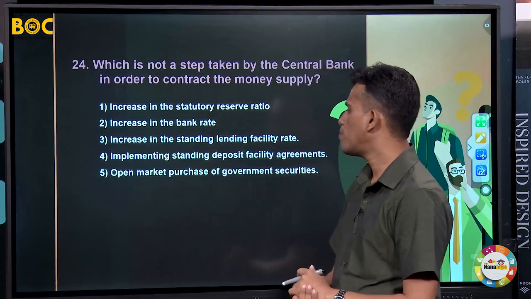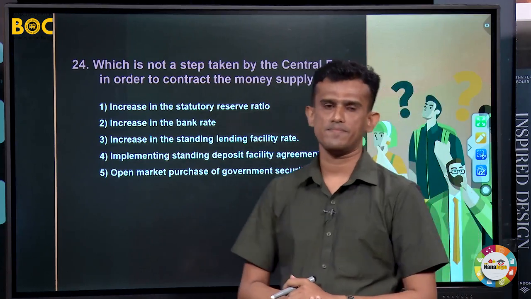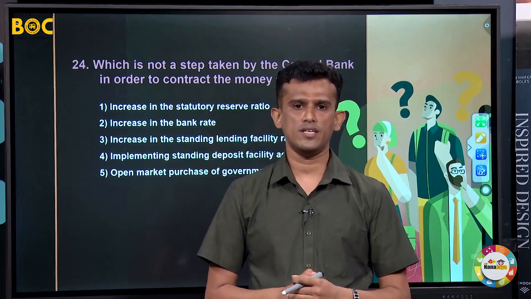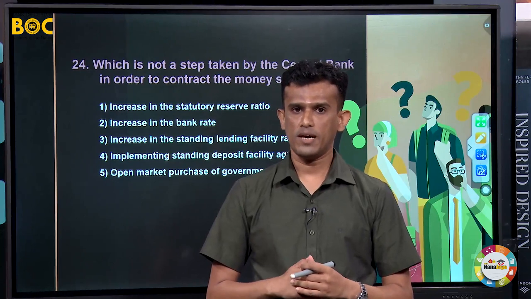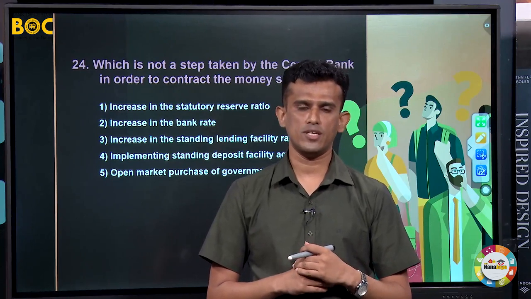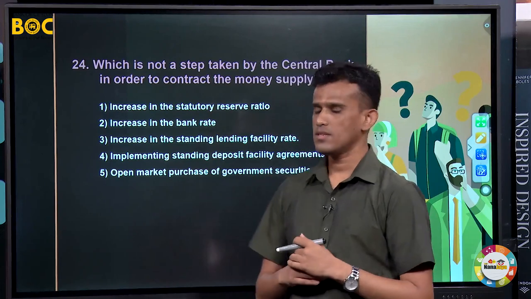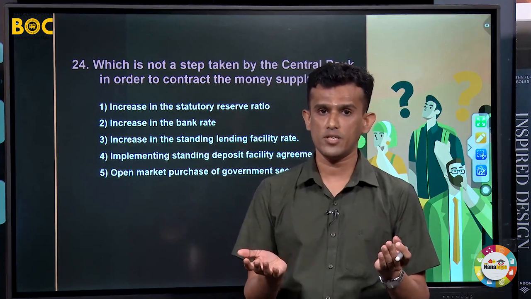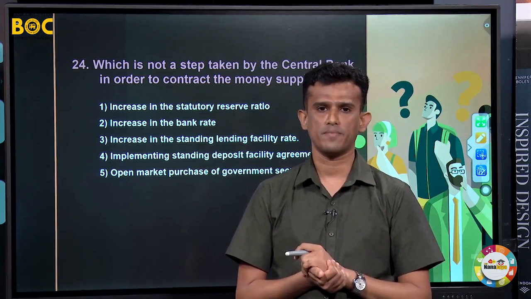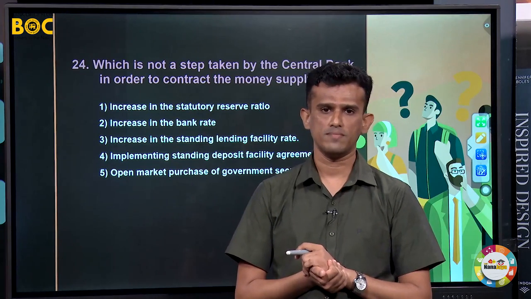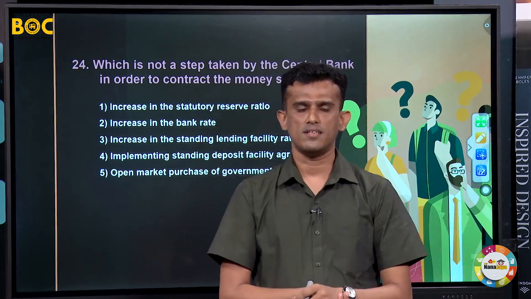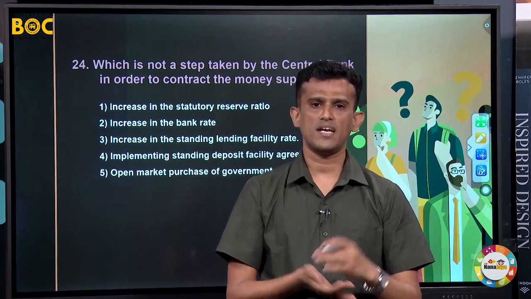The last one, open market purchase of government securities. What do we mean by open market purchase of government securities? The central bank is purchasing government securities, the unmatured government securities, from the commercial banks. Through that what happens is the cash reserves are transferred from central bank to the commercial banks. Their lending ability increases, money supply goes up.